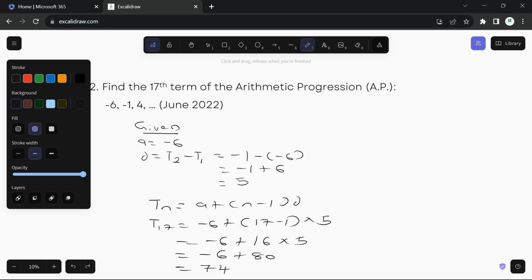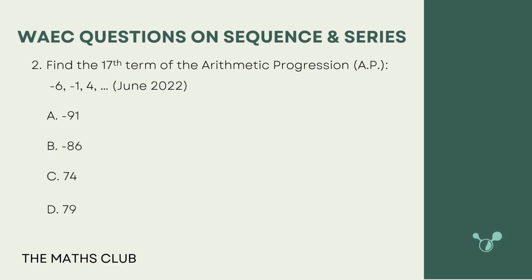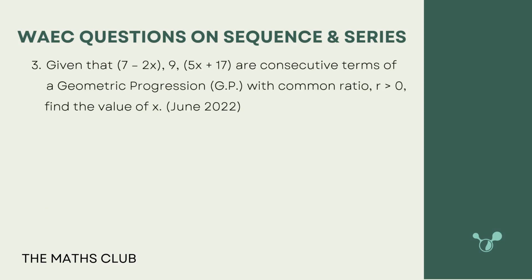Let's see if our answer is correct. So that will be option C. Great. The next question says that given that 7 minus 2x, 9, 5x plus 17 are consecutive terms of a geometric progression with a common ratio r greater than 0, that means it's positive, right?